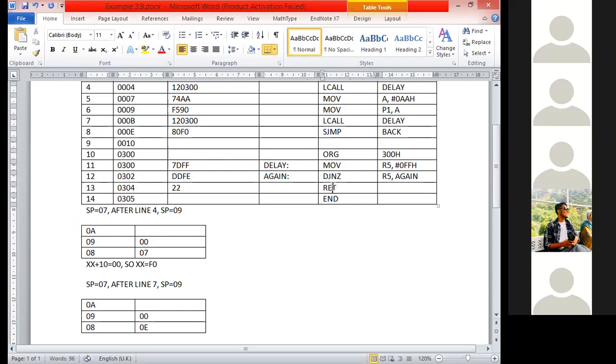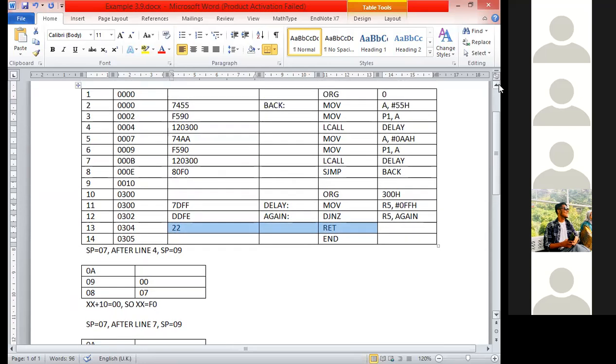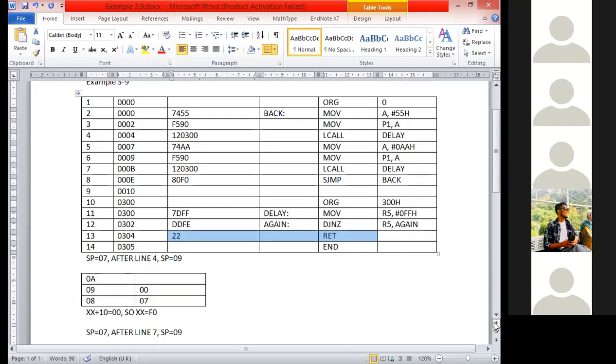Then again you will come over here to the delay subroutine. When you encounter this return, it is like popping out twice. So these two addresses will be popped out, and your stack pointer will be decremented to 07 once again. Now if you have any question, which portion you did not understand, tell me, I'll repeat again.